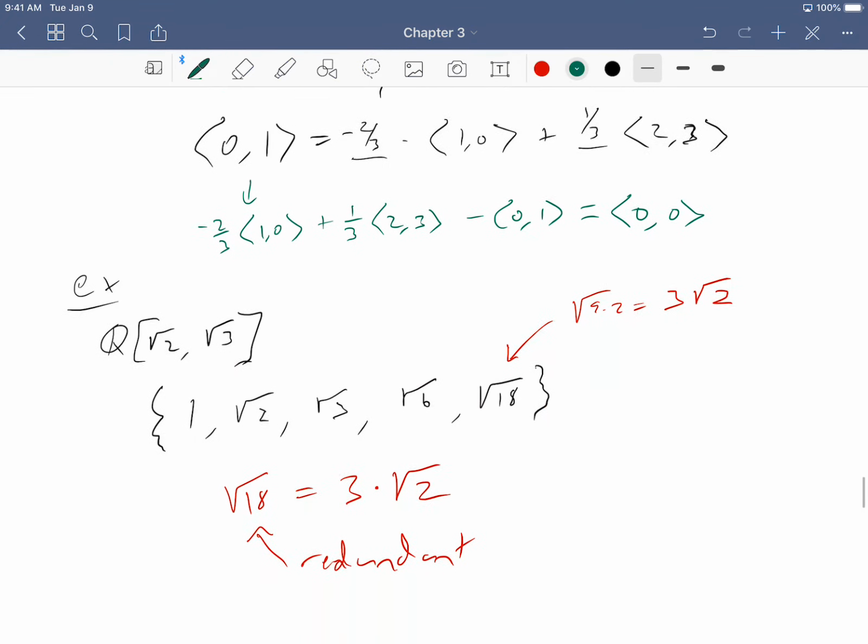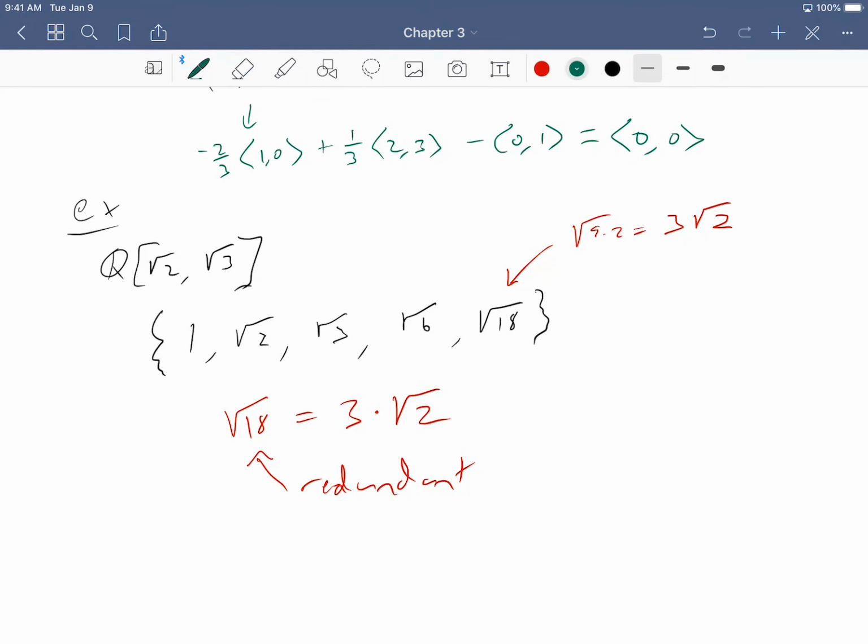And notice our second example here was the same. So our root 18 equals 3 root 2. We can easily rearrange that to say 3 root 2 minus 1 root 18 is 0. And so again, we're able to write 0 in some way that is not just 0 coefficients.